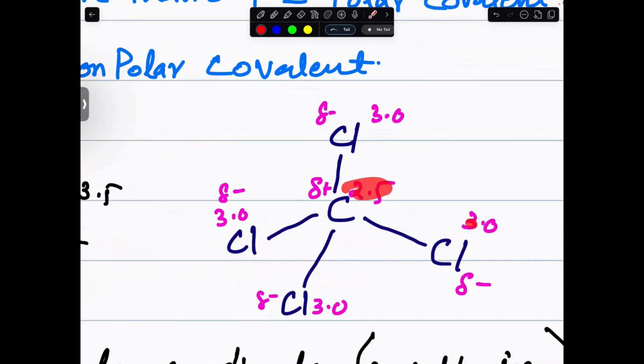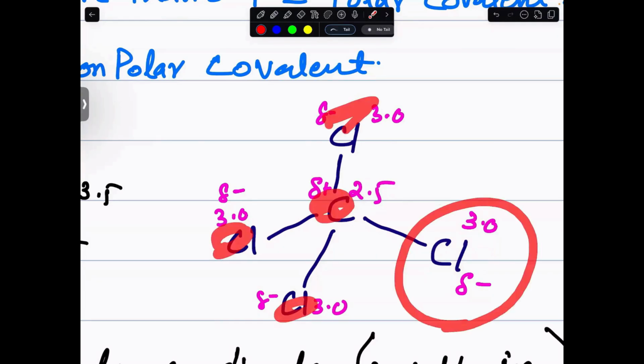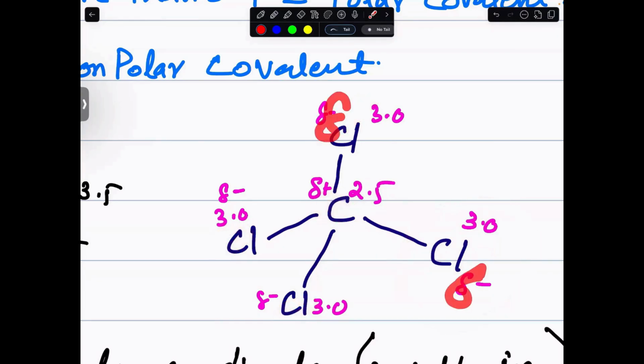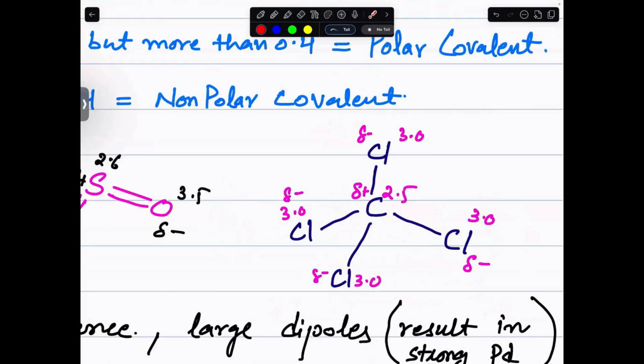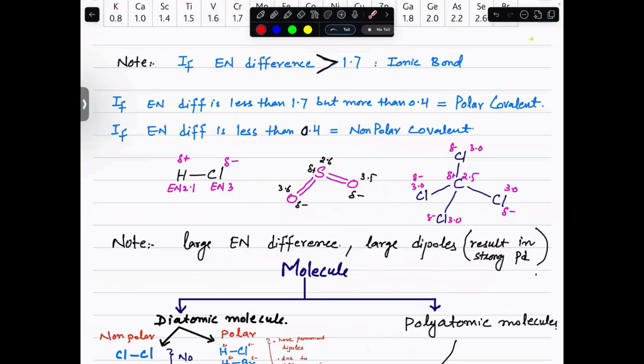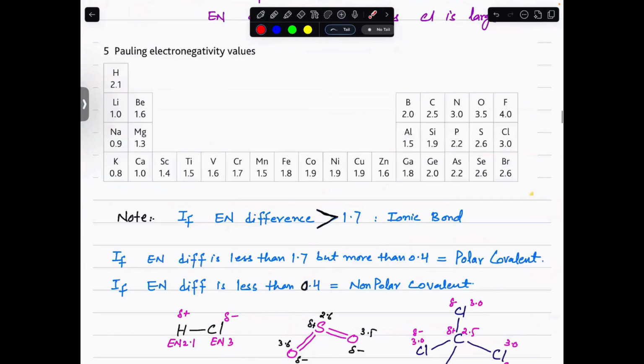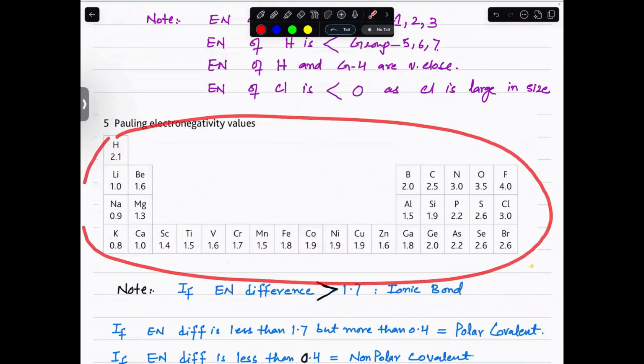Look at this, 3 and 2.5. So how much is the difference? The difference is how much? 0.5? Slightly more than 0.4. So again, this is more electronegative, this is less electronegative, more and less, more and less. The more is partially negative, partially negative, partially negative, and the central one is what? Partially positive. So these are in your data booklet.